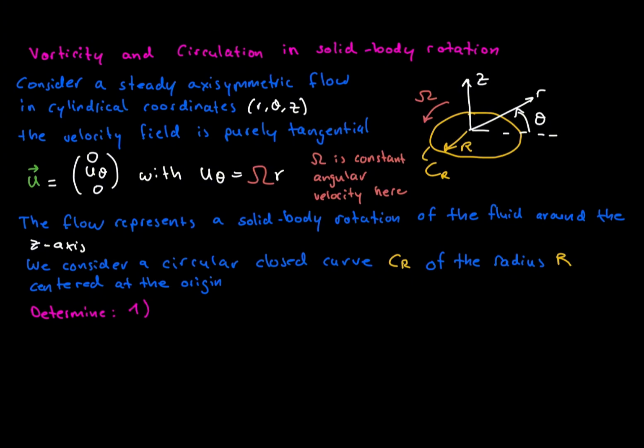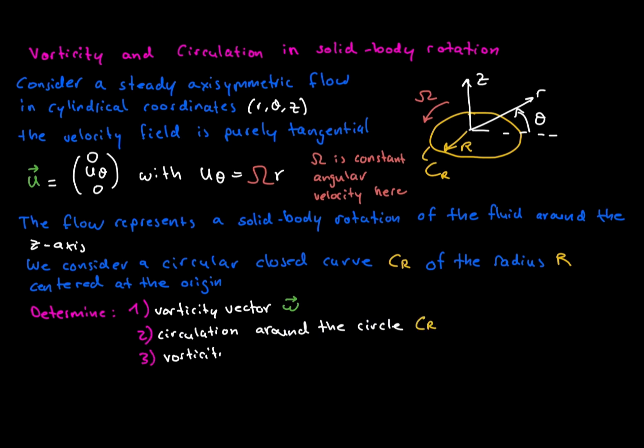Our goal is to compute three quantities: the vorticity vector, the circulation around a circle of radius r, and the vorticity flux through the disk enclosed by that circle.